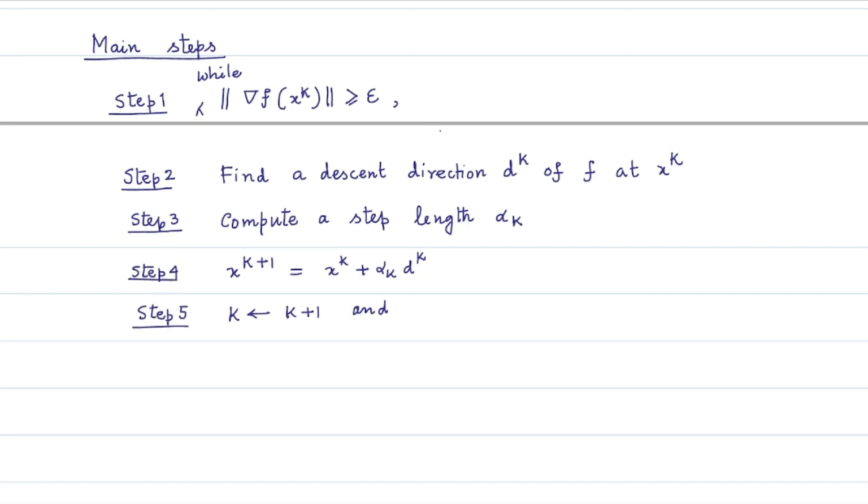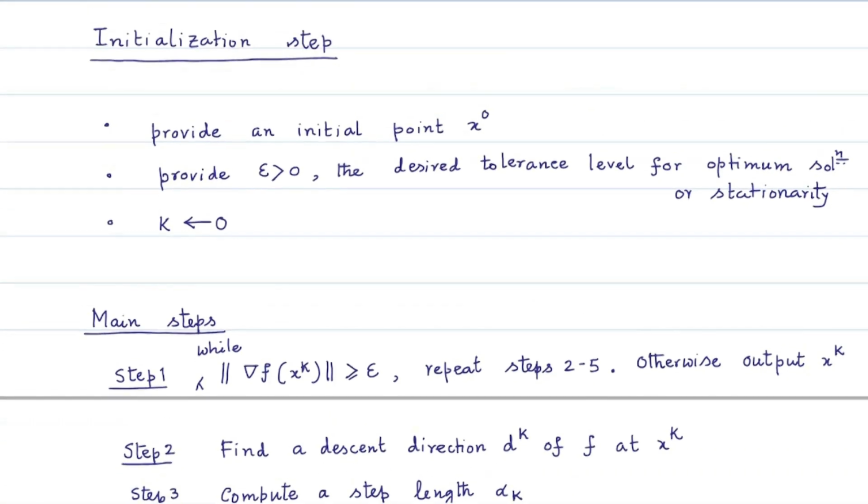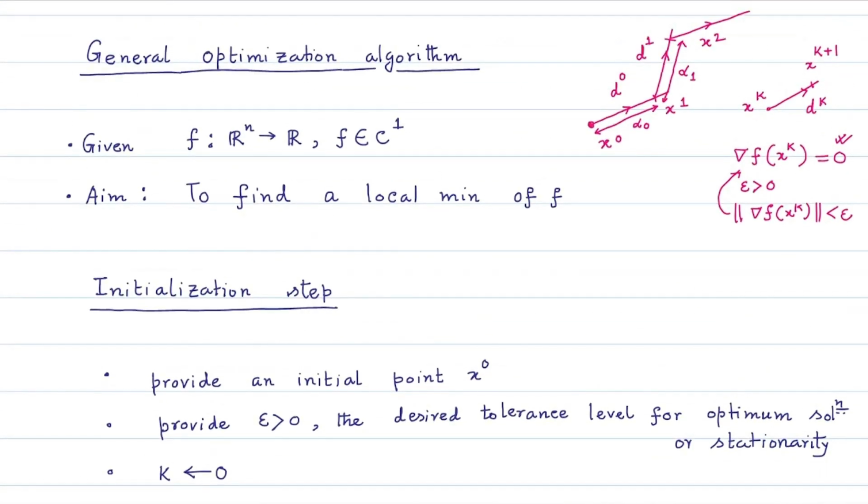While xk is not a stationary point, we repeat steps 2 to 5, and when the norm of the gradient of f at xk is less than epsilon, we stop the algorithm, providing xk as a possible local minimizer of the function f. Otherwise, we give the point xk as an output of the algorithm, which is at least approximately a stationary point.